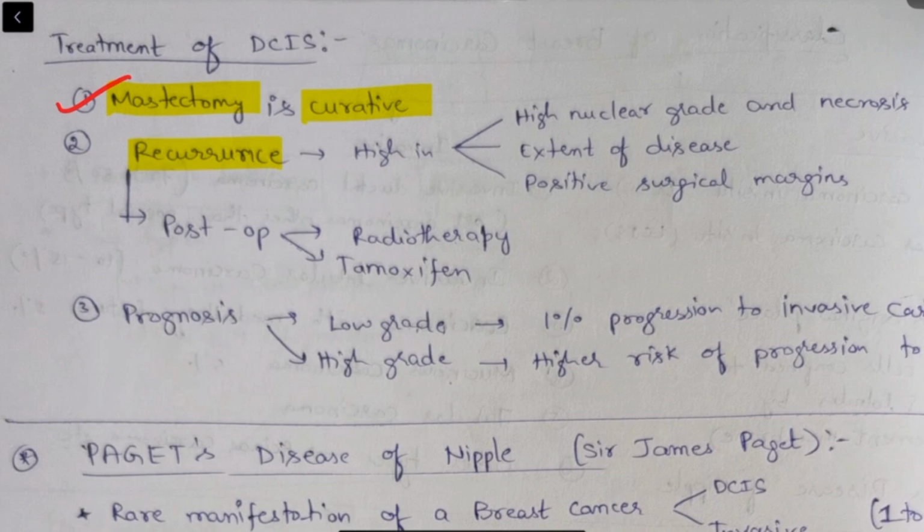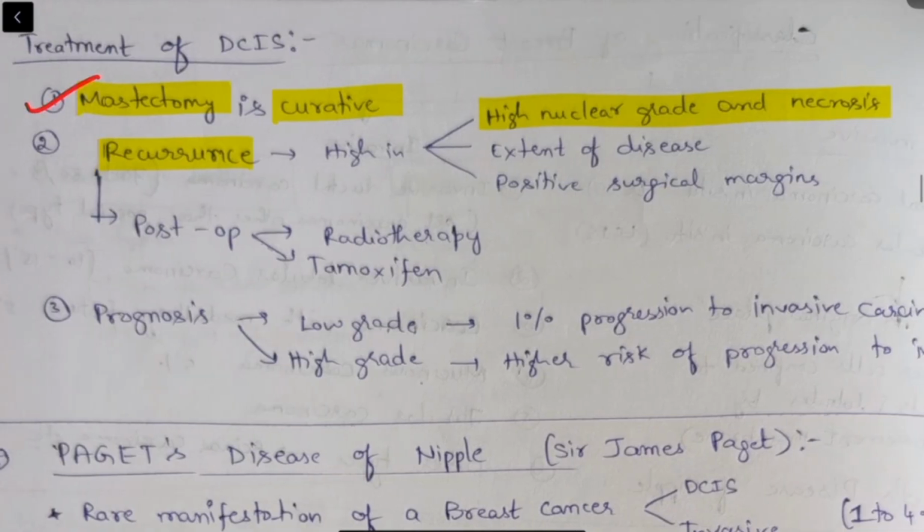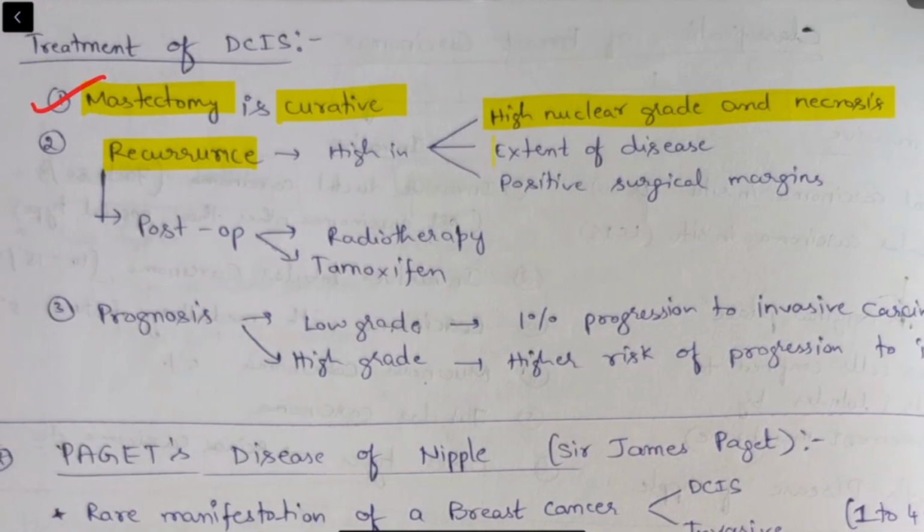There is a high chance of recurrence if a high nuclear grade tumor was there, and there was necrosis, and based on the extent of the disease and positive surgical margins. So if we were able to excise the entire tumor, then there will be reduced risk. If even after excision of the tumor there are positive surgical margins, then there is a high chance of recurrence.